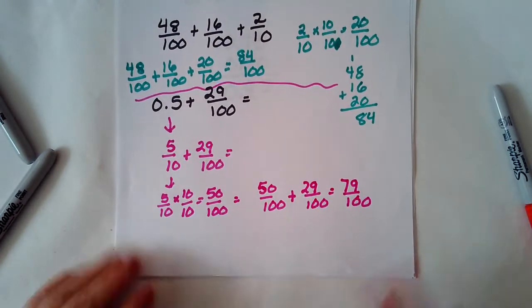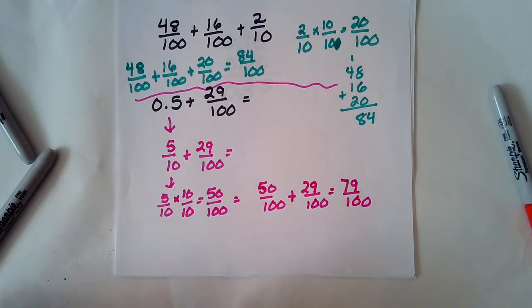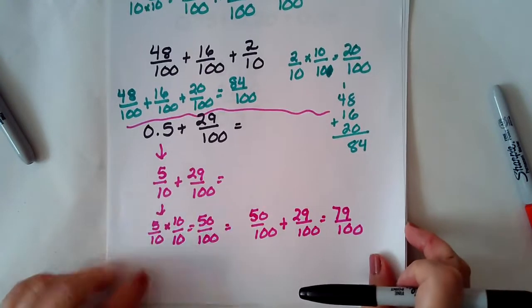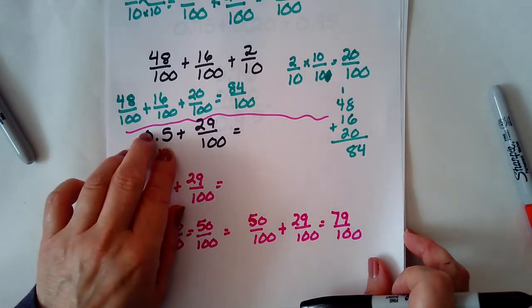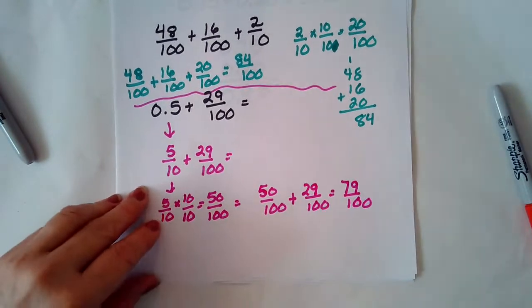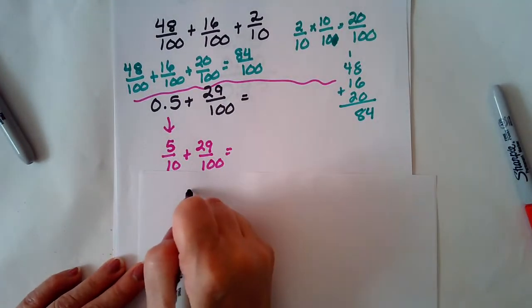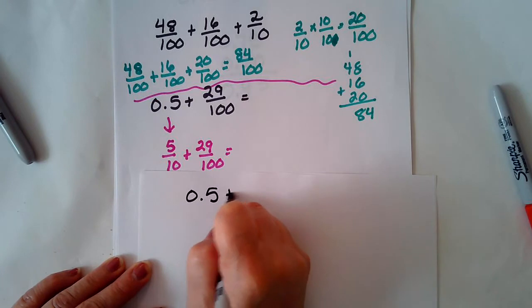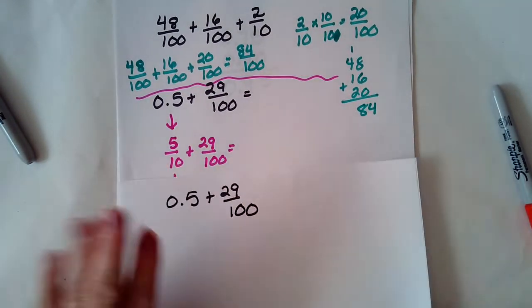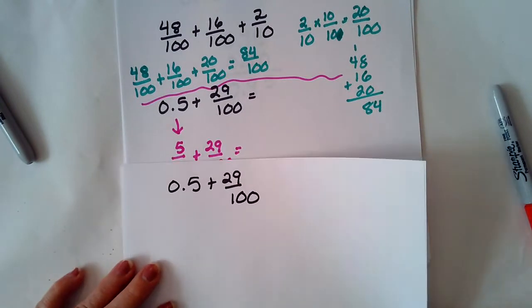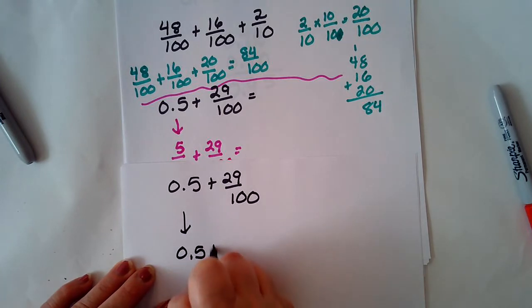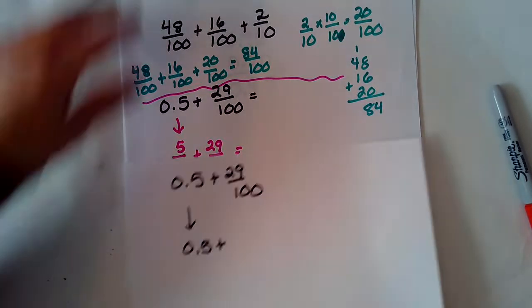You can also, instead of changing both to fractions, change them both to decimals. So what you would have is, let me get another piece of paper. I'm just going to rewrite it. 0.5 plus 29 over 100. So instead of making both of them fractions, let's make both of them decimals. So we're going to keep the 0.5. And then we're going to write 29 100ths.